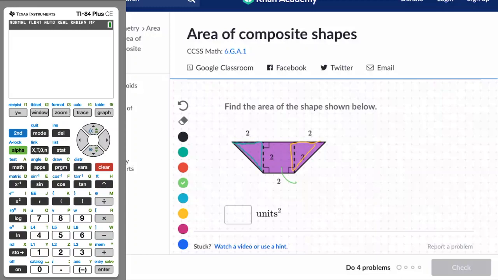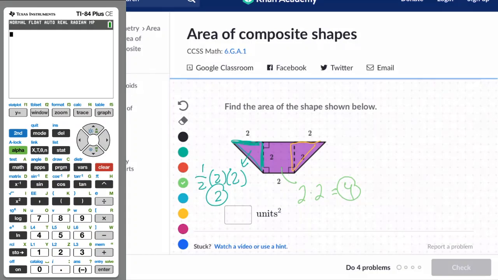4. And to find the area of this triangle here, you're going to do 1/2 the base, which is 2, I'm looking at this base right here, times the height, which is also 2. So that's 1/2 times 2, which is 1. 1 times 2 is 2. So the area of that triangle is 2. We know that the area of the square is 4.